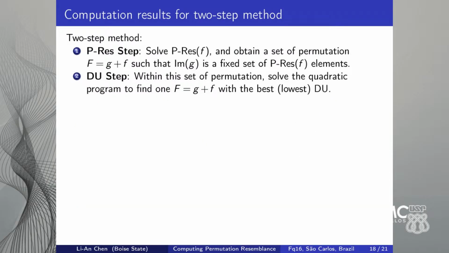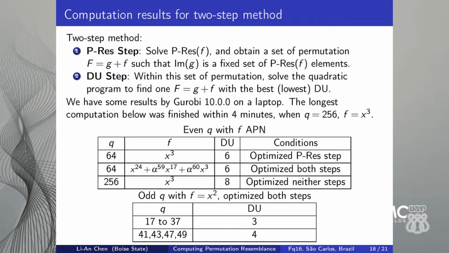This is what I call a two-step method. The first step is we solve TRES, the first integer program, and then we obtain not only the optimal value of TRES, but also a set of permutations in this format g plus f, where g is something fixed that we know. The second step is the DU step: within this set of permutations obtained from the first step, we solve the quadratic program to find one with the best DU.